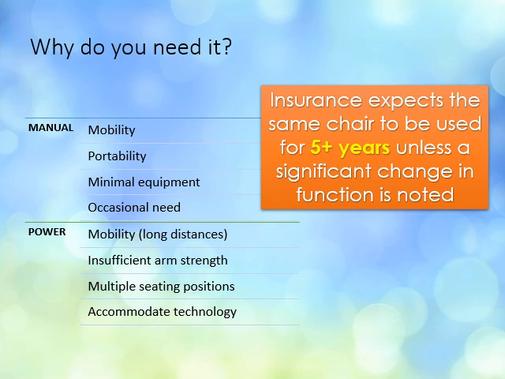Manual wheelchairs allow a person to be mobile. They're more portable than a power chair and involve more minimal equipment. Whereas power chairs allow for mobility over long distances. They're more appropriate for people who don't have the arm strength to propel themselves. They allow for multiple seating positions, and they can accommodate specialized technology. For example, if somebody needs specialized technology for communication, then a power chair can accommodate it.